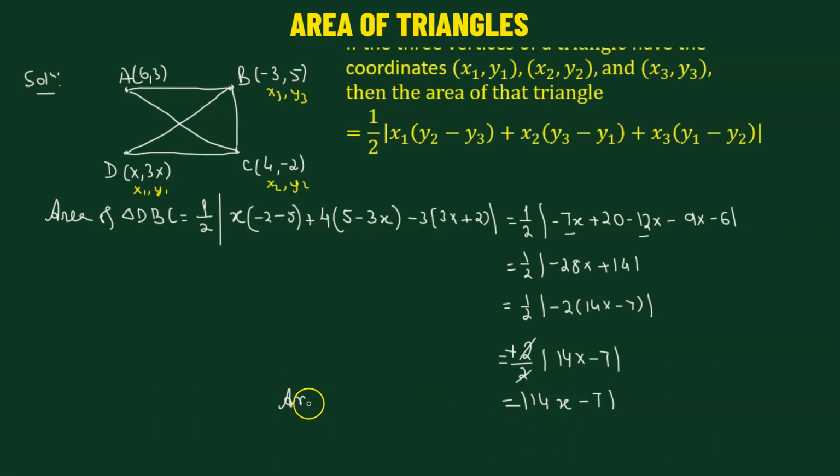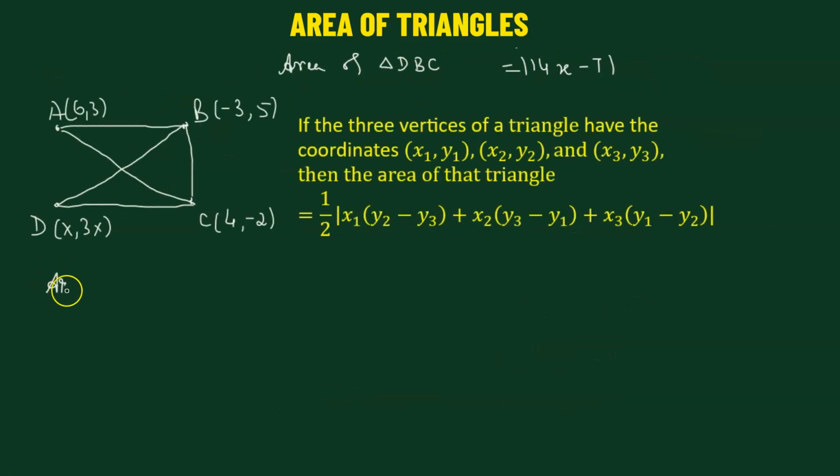This is going to be the area of triangle DBC. Now using the same formula, we'll need to find out the area of triangle ABC. So let's do that as well. We have area of triangle ABC equals half multiplied to the absolute value. Since we need ABC, we will suppose that x1, y1 correspond to the coordinates of A, x2, y2 correspond to coordinates of B, and x3, y3 correspond to coordinates of C.